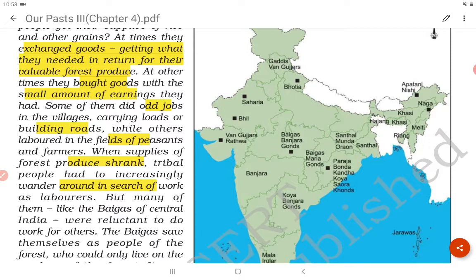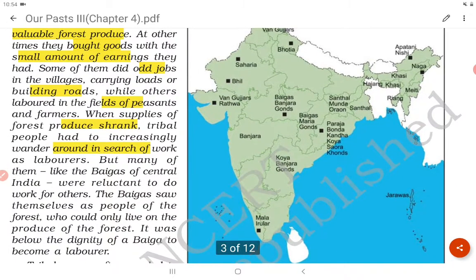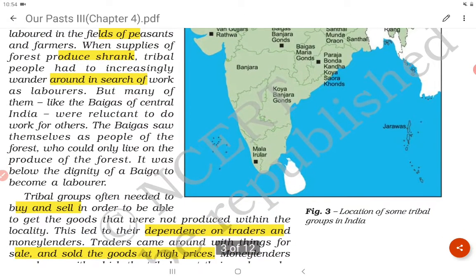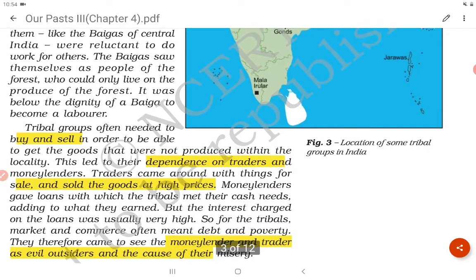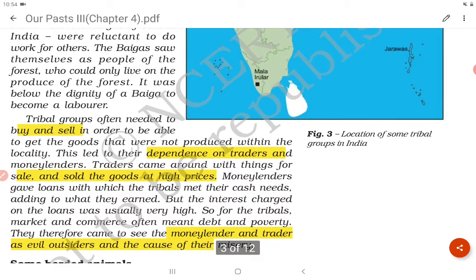Some of them did odd jobs in the villages, carrying loads or building roads, while others labored in the fields of peasants and farmers. When supplies of forest produce shrank, tribal people had to increasingly wander around in search of work as laborers. But many of them, like the Baigas of central India, were reluctant to do work for others. The Baigas saw themselves as people of the forest who could only live on the produce of the forest. It was below the dignity of a Baiga to become a laborer.